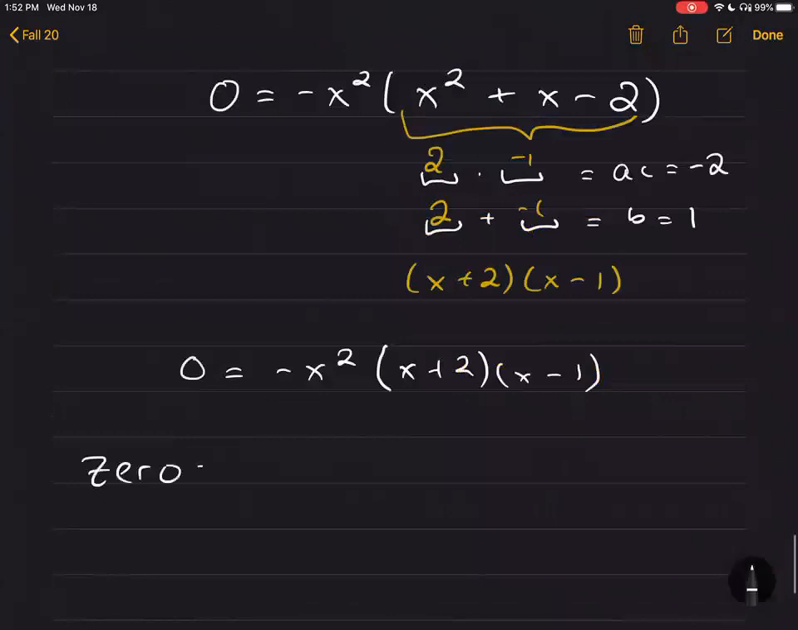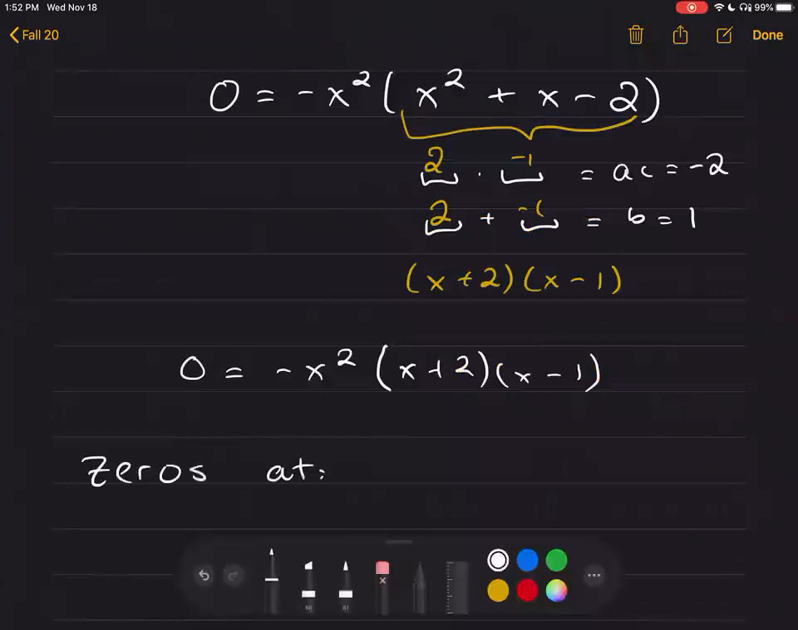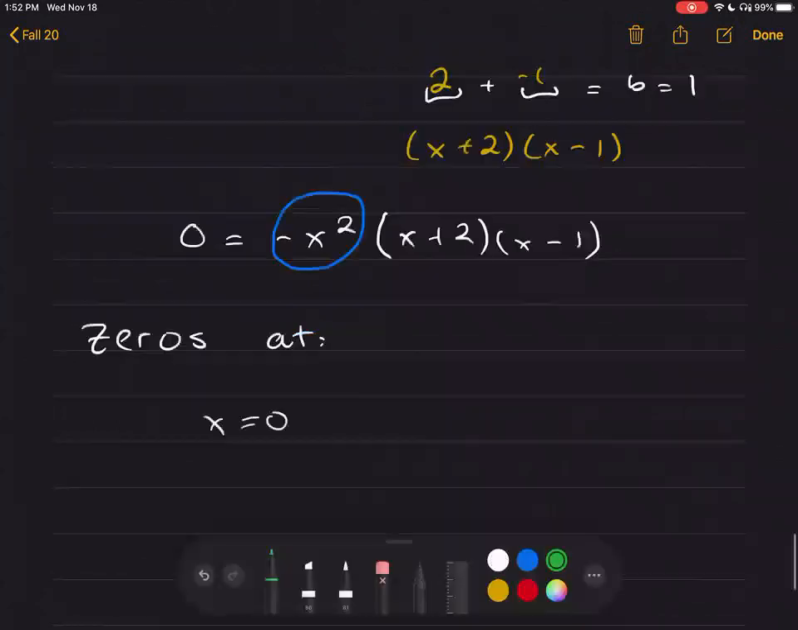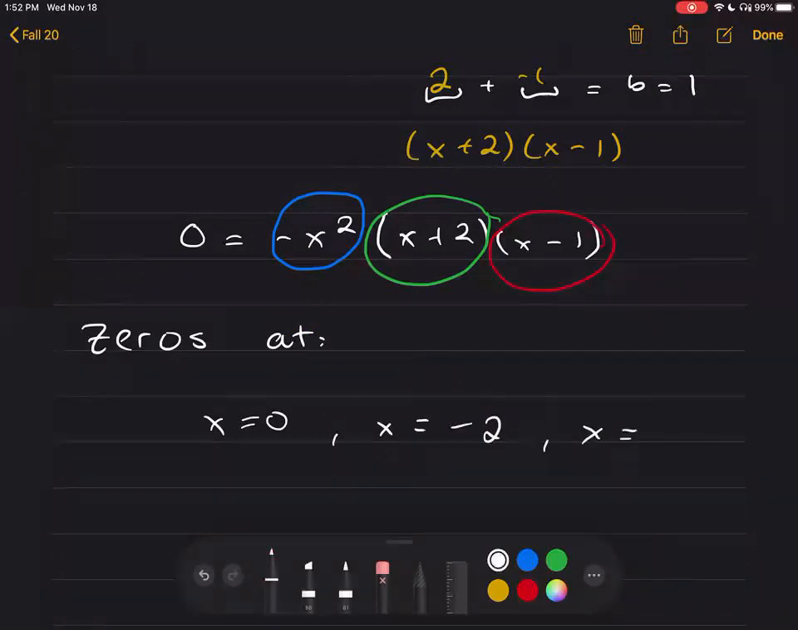Now we can look at it. So our zeros are at, and we've got 3 different things going on. We've got this negative x squared, that's going to be 0 just when x equals 0. We've got this x plus 2, and that's going to be 0 when x is equal to negative 2. And then we've got this x minus 1, and that's going to be 0 where x is 1. And that was using, again, the zero product property.